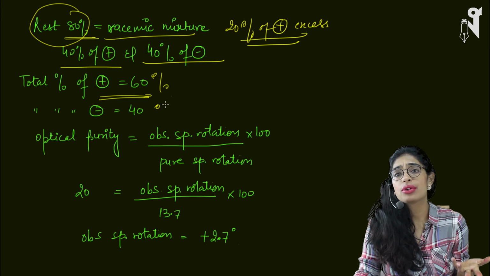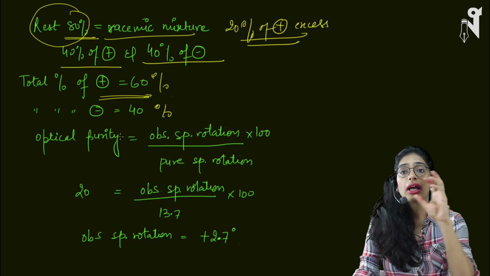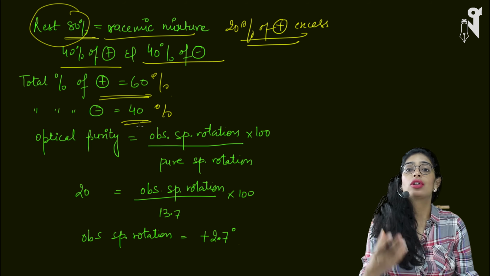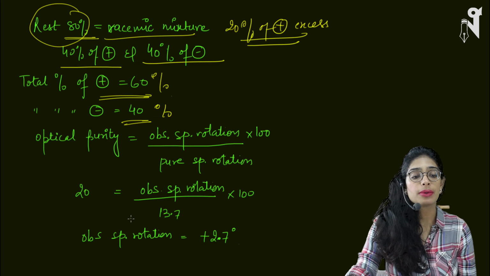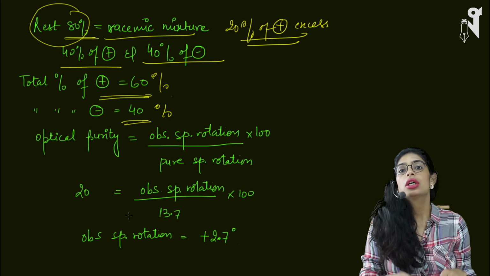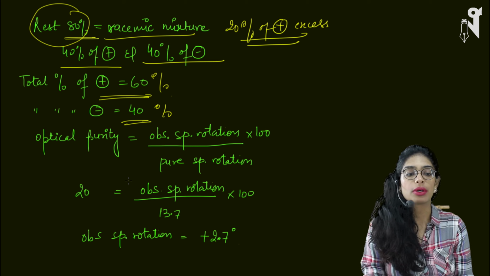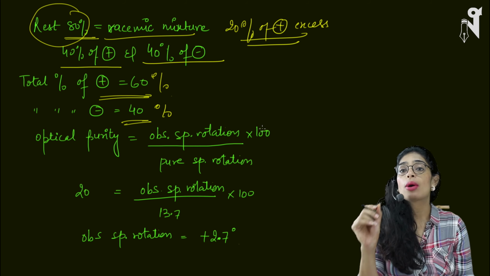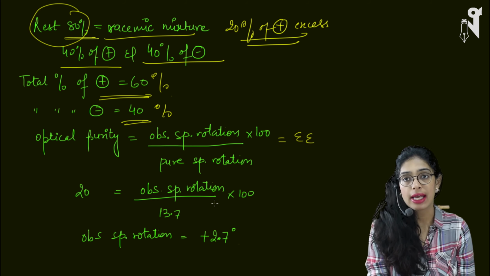I don't think you have to use this method. You can just look at the compound and the values given and you can directly calculate it, right? 60% is the value of plus isomer, and the 40% in the total solution is the minus isomer. We have to calculate the optical purity. For optical purity, I told you optical purity and enantiomeric excess are exactly the same thing.